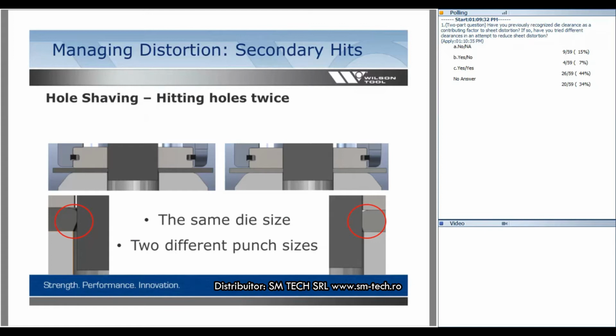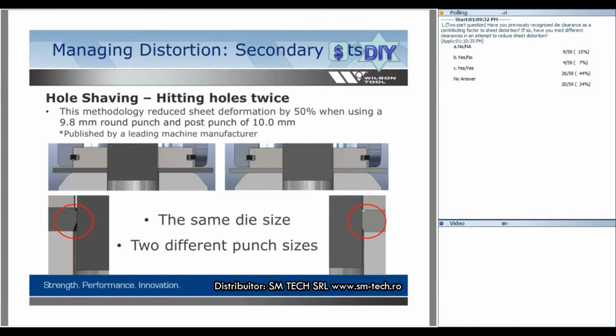Now, some might argue, well, just because my tool hit the sheet twice is why it works. Well, there's some truth to that, but the reality is a company that many of you probably use their machines, Trumpf, has done a substantial amount of testing. And they publish this in their user manual. So for those who happen to have access to user manuals for the machines, I strongly suggest you read them, because there's a lot of information directing you how to reduce your distortion.